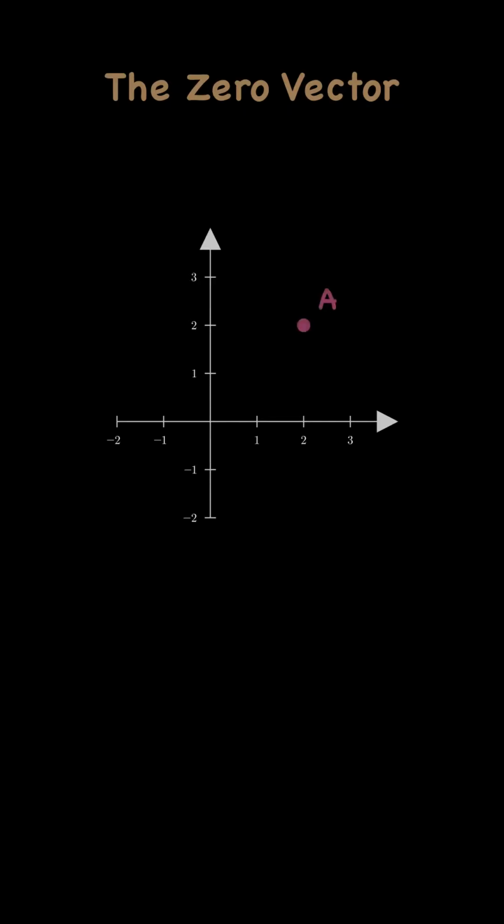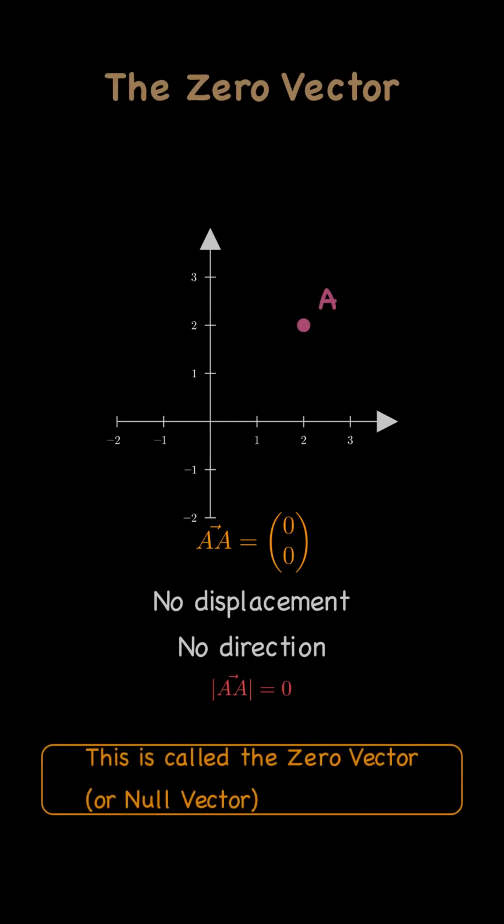What happens if a vector starts and ends at the same point? If we have vector AA, it starts at A and ends at A. There is no displacement and no direction. As a column vector, it is 0, 0. Its magnitude is 0. This is called the zero vector or null vector.